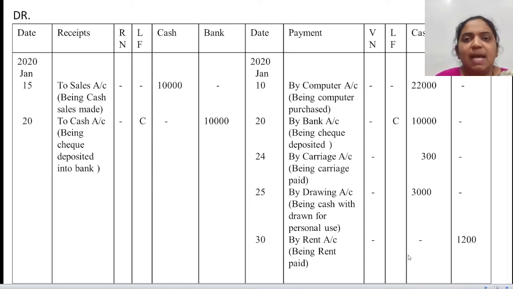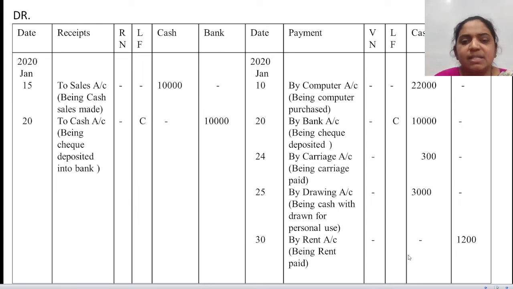Got it? And the last is about date 30, paid rent by check. Rent is an expense. Cash goes out. But further, what is said? Paid rent by check. Check means what is included over here? Bank. So the entry will be rent account debit to bank account.